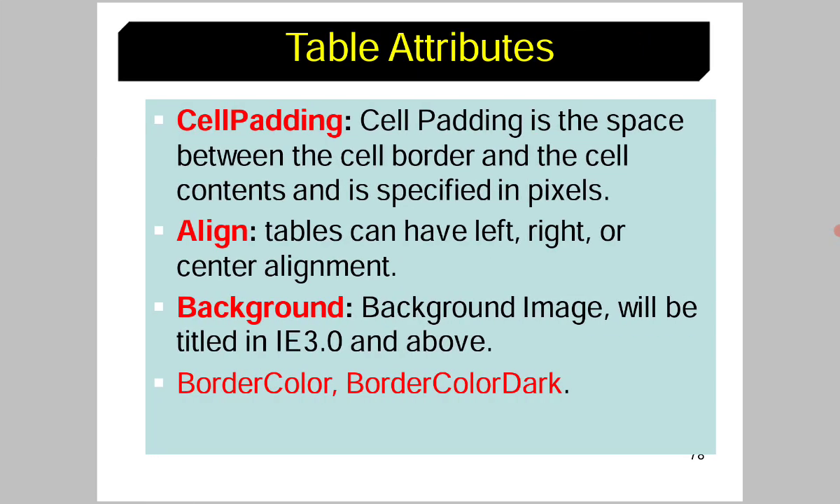Cell padding. What is cell padding? Cell padding is the space between the cell borders and the cell contents and is specified in pixels. So generally cell spacing is measured from the center of one cell to the center of another cell, whereas cell padding means the distance between the border of one cell and the border of another cell. Cell spacing is measured from the center of the cells, whereas cell padding is measured as the distance between the borders of the cells.